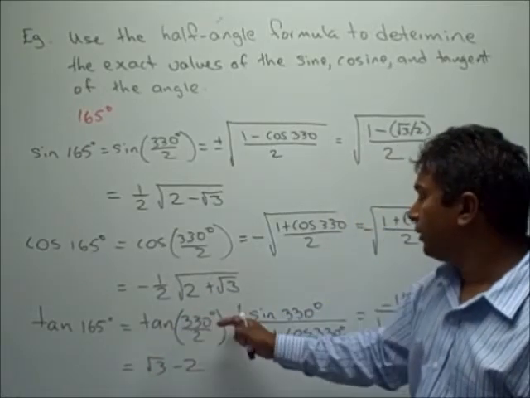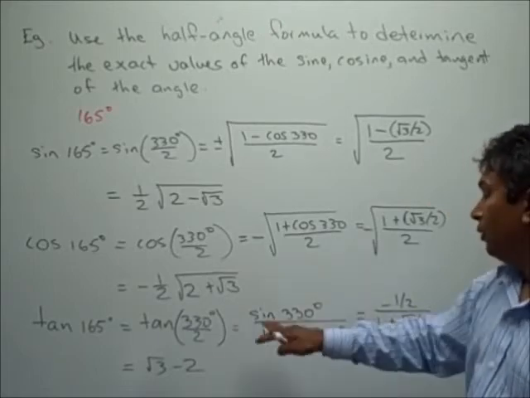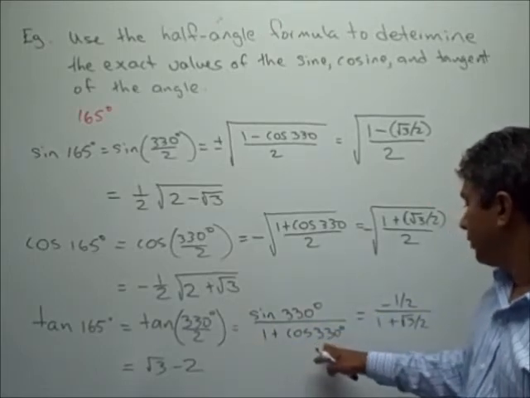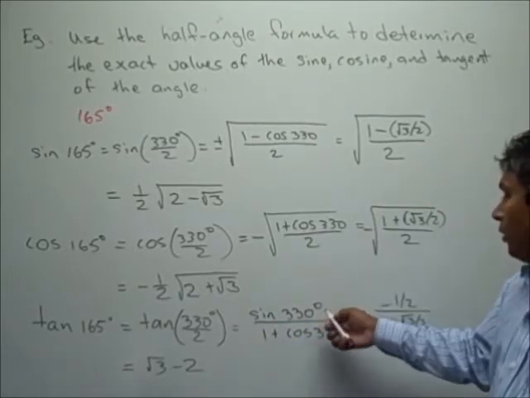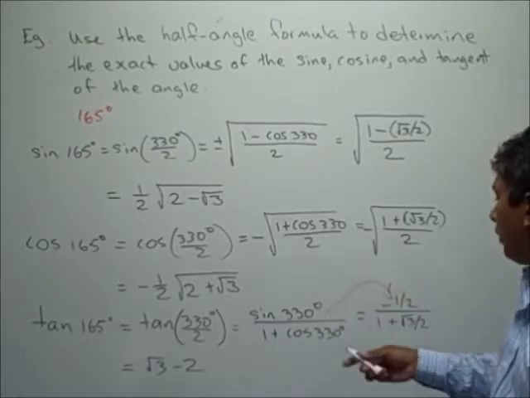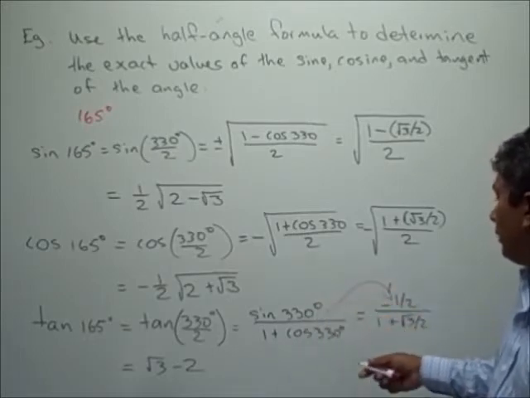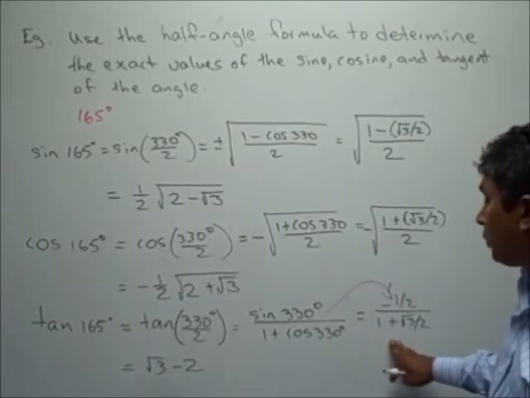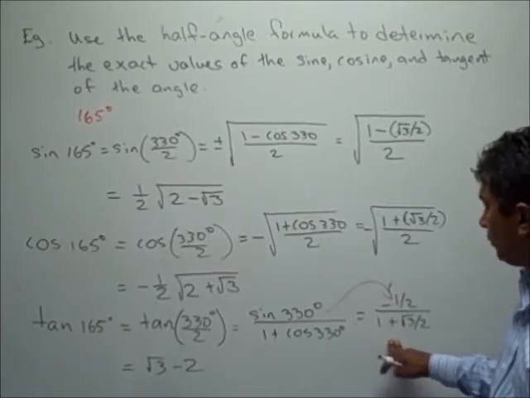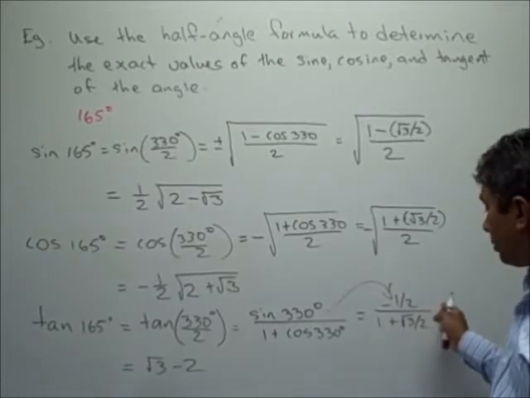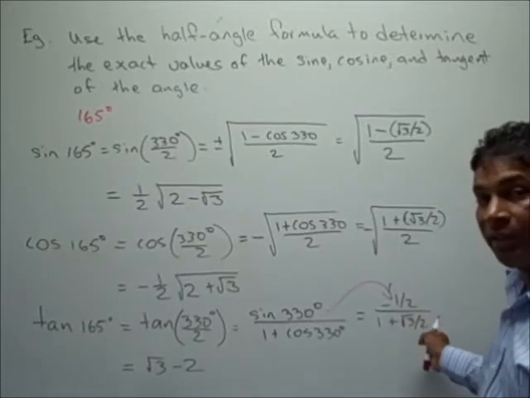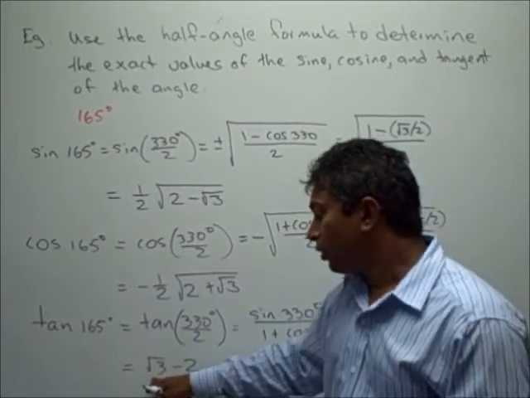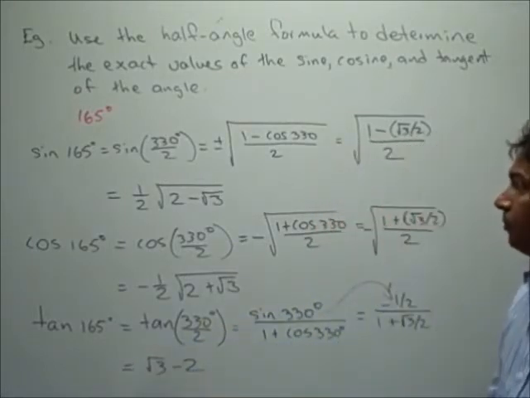The identity for this would be sine of 330 over 1 plus the cosine of 330. The sine of 330 is negative 1/2. So this becomes negative 1/2 over 1 plus the square root of 3 over 2. Our algebra here is a little tricky, but once you simplify this, it becomes the square root of 3 minus 2.